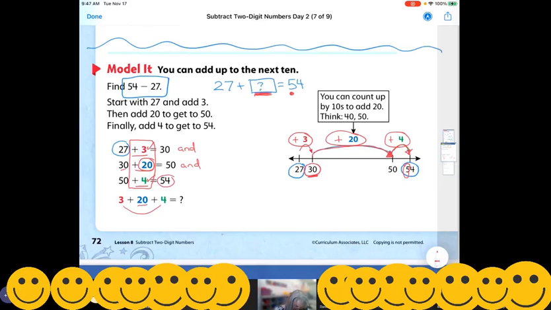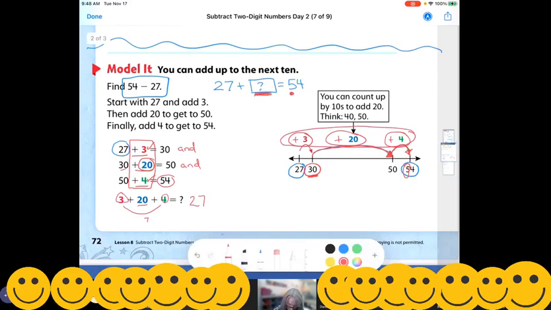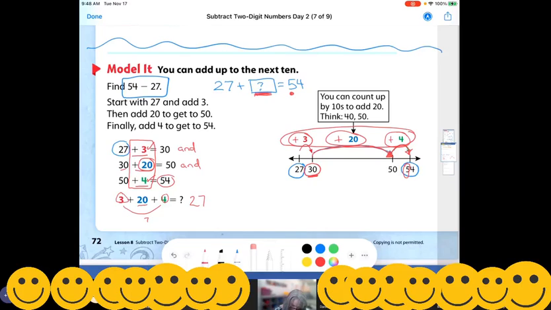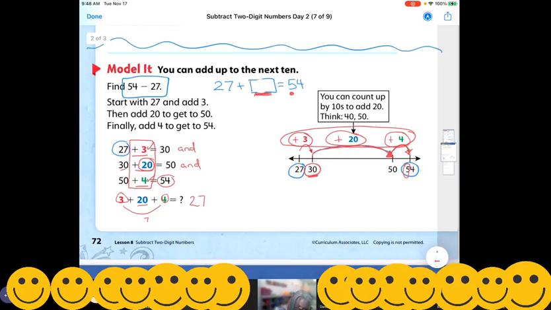So 20 plus 7, remember the 3 and the 4 is 7. So 20 plus 7 is 27. That is adding all my hops together. And that means that my missing number is 27. So in my equation, I would write 27 plus 27 equals 54, which means 54 minus 27 is 27. Hey, that's a doubles fact. 27 plus 27.